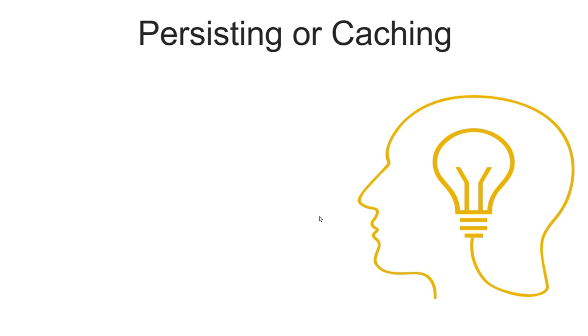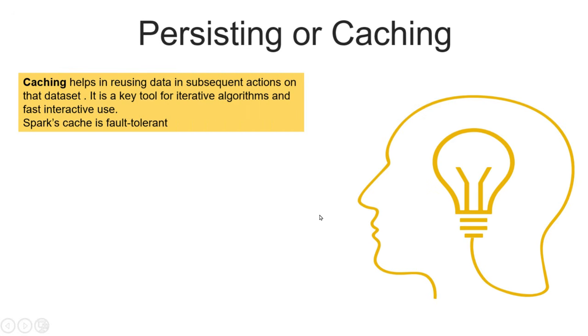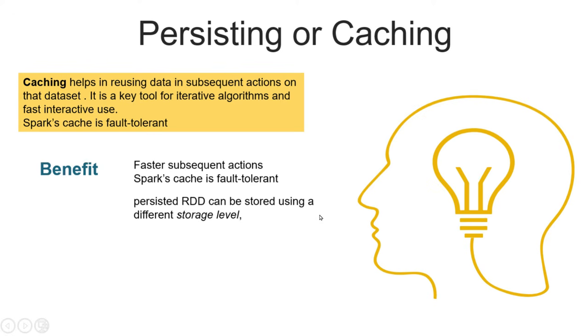Another thing that we can do is persisting or caching. These are essentially the same. There is no distinction between persisting and caching. Caching is a part of persisting. It helps in reusing the data in subsequent operations. It's a simple cache concept, just like we know caching. It's very good for iterative algorithms or fast interactive usage, because the caches are fault tolerant in Spark and they can reduce a lot of the burden of recalculation, or doing the same calculation again for subsequent operations. The benefit, of course, is faster actions. It is fault tolerant, and it can be stored using different storage levels.